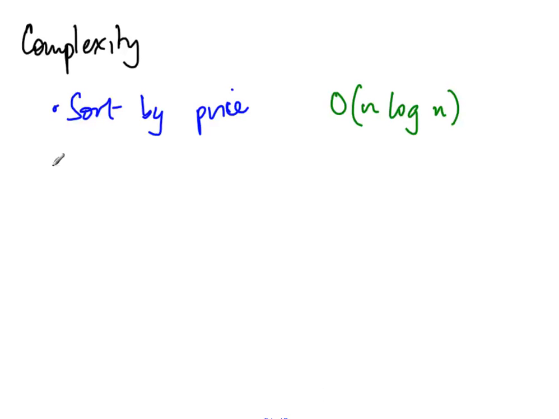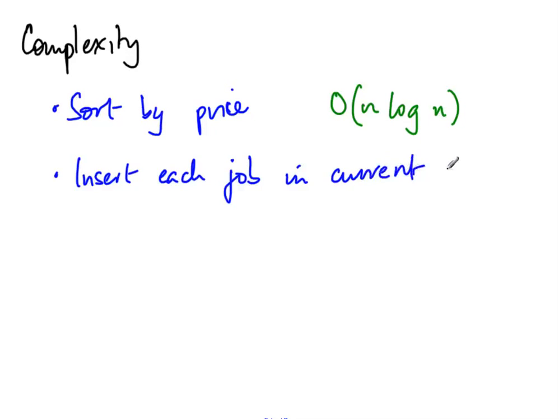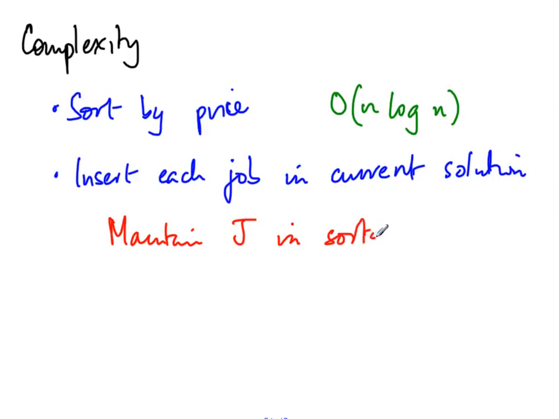The bottleneck is that we insert each job in the current solution. Right? So when we check feasibility, we maintain J in sorted order of deadline. So at each point we look at the new job and we try to insert this job into the sorted list, and if we can meet the deadlines, then everything is fine and we proceed.